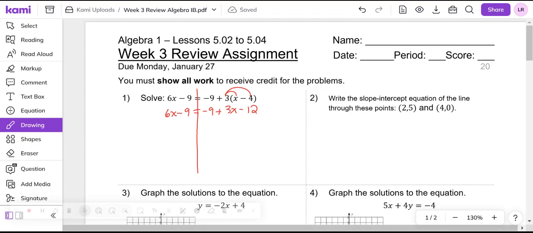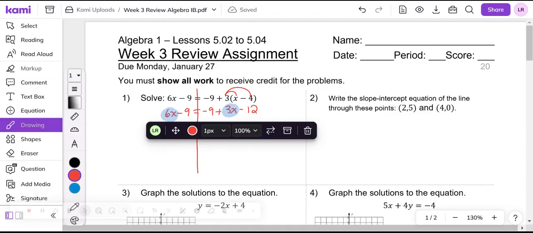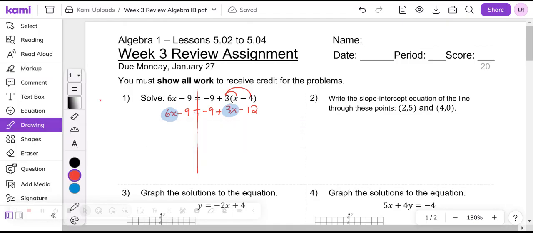And I should notice that at this point I have variables on both sides of the equal sign. So since I have variables on both sides of the equal sign, I need to move them to one side. So I'm going to move the 3x to the left. It's a positive, so I'm going to go minus 3x on both sides. And that is going to leave me with 3x minus 9 equals -9 minus 12.